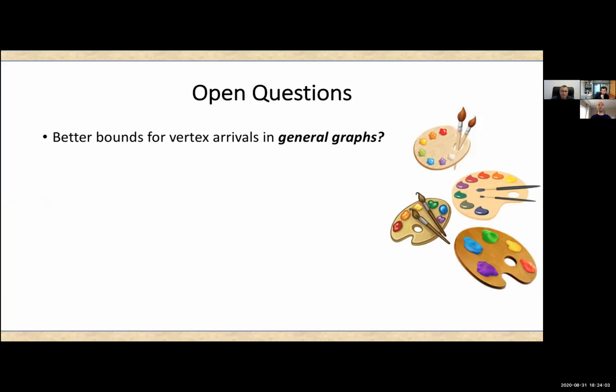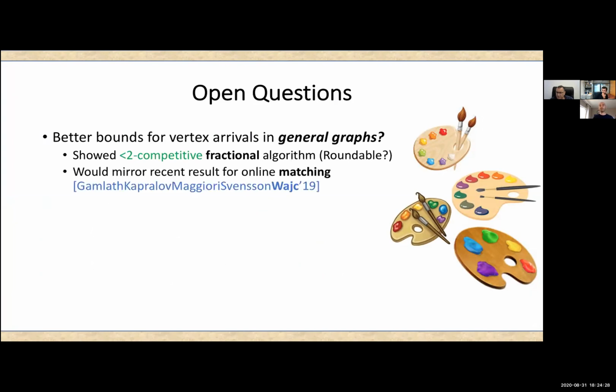It would be interesting to see if we can outperform the greedy algorithm in general graphs. So in this work, we show how to outperform it with a fractional algorithm. Unfortunately, our online dependent rounding scheme does not work for general graphs, so it's interesting to see whether or not it's roundable, or generally if you can get anything better than greedy for general graphs. A positive answer to this question would mirror a similar recent result of mine with co-authors in Fox19 for online matching. So there we showed that you can beat the greedy algorithm for online matching in general graphs.